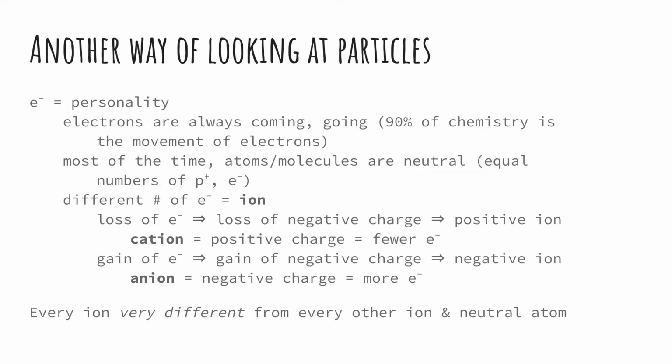Now, most of the time, atoms or molecules are neutral, with equal numbers of protons and electrons. But you can also get different numbers of electrons, and those are what give us ions. So where isotopes have different numbers of neutrons, ions have different numbers of electrons. If your atom loses electrons, that means it's losing a negative charge. So the ion will have a positive charge. We call that a cation.